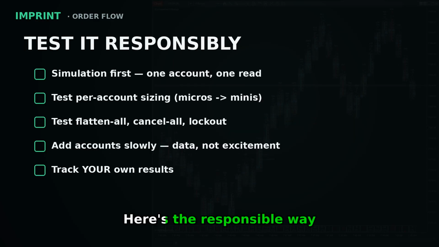Here's the responsible way to test this. Start in simulation, one account, one read, one risk plan, and track your results. Then add the copier in sim, and make sure every account receives the right size. Test micros to minis, test account ratios, test disabling an account, test flatten-all, cancel-all, and lockout. You should know exactly what happens before you ever go live.